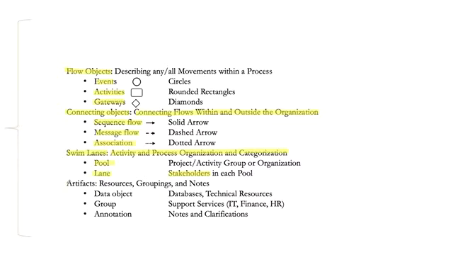And lastly, you have artifacts. Artifacts are nothing but the different resources, groupings, and nodes. So artifacts could be data objects. Data objects could be things such as databases, technical resources, some document, a data lake, or a specific flat file like an Excel file. A group would be groups such as support services, people who are experts. Maybe there's an expert group you need to contact to know something in order to escalate to maybe an upper-level technical service group. So those would be groups: support services, IT, finance, HR, even within them.